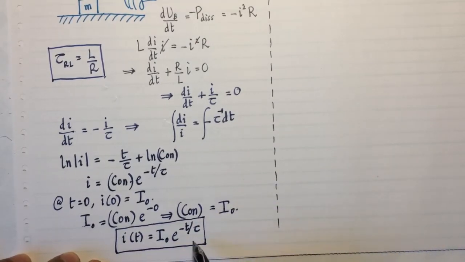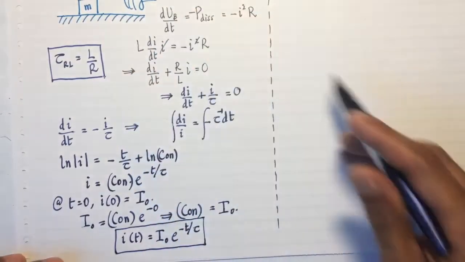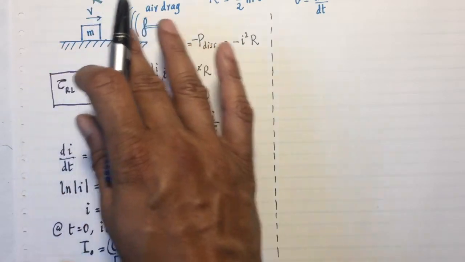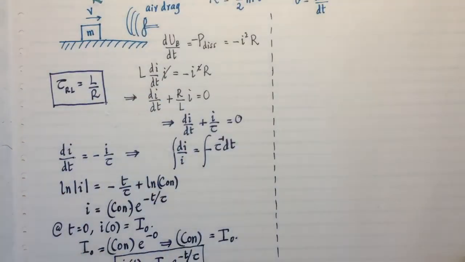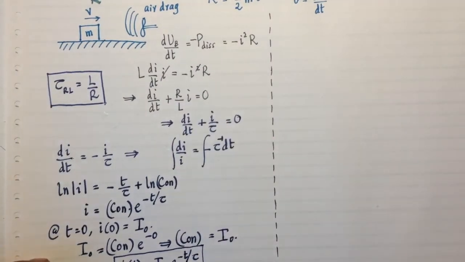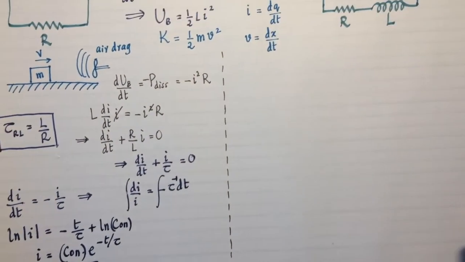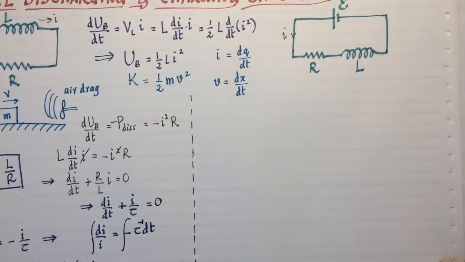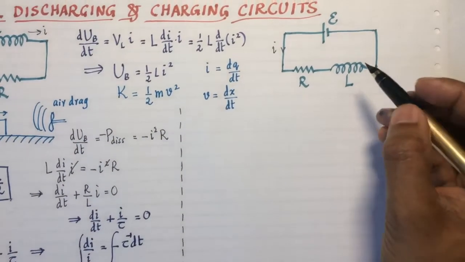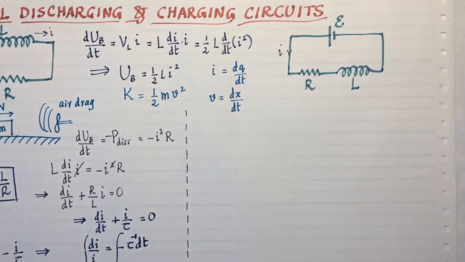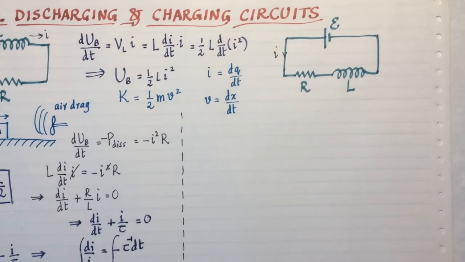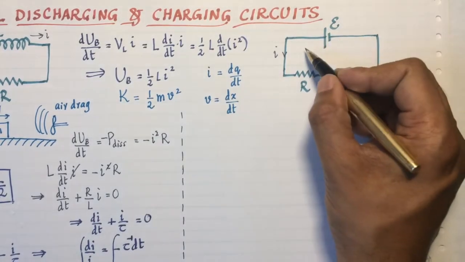And it makes sense. If you look at the electromechanical analogy, a car whose engine is switched off eventually comes to a stop by air drag, and that expression is given by that. Let's go on to the charging circuit next. Charging circuit is slightly more complicated because you have a battery attached, so I will not pursue the analogy of energy anymore.